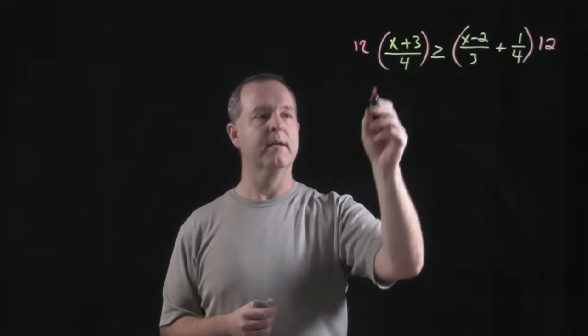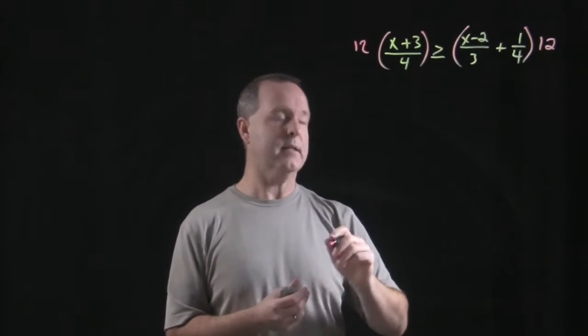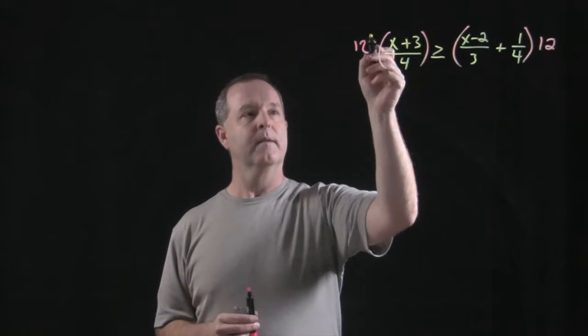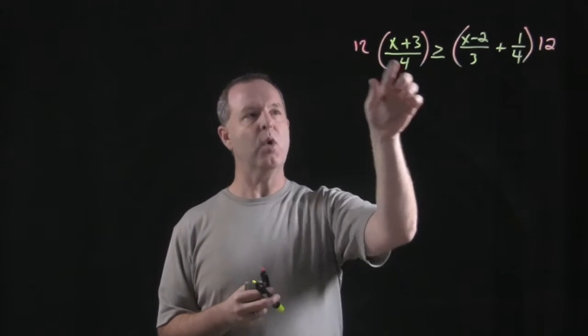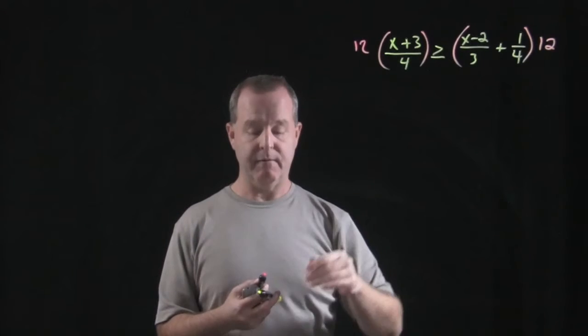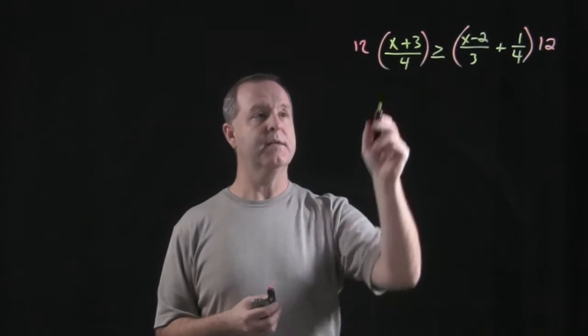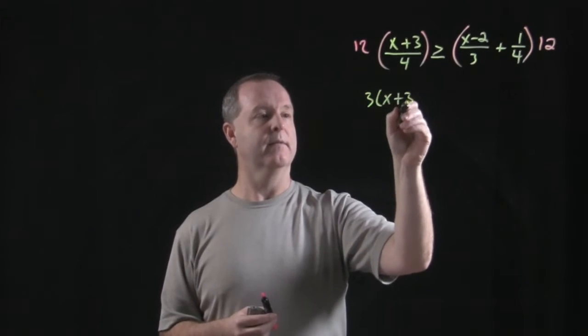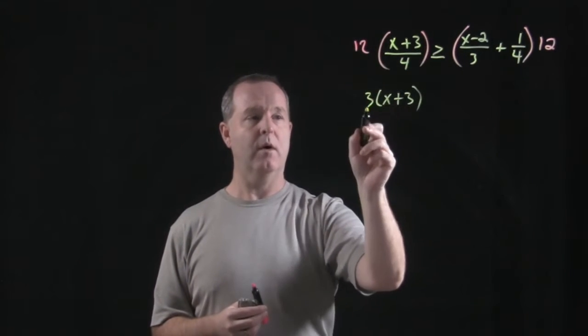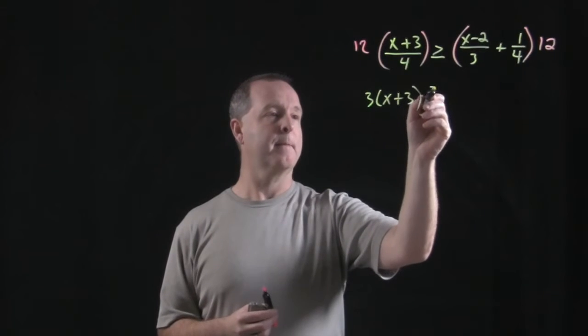Well, in this first one, I'll have 12 times that. How do I want to write that? The 12 and the 4, I can see there's a common factor of 4 in that. So this reduces down to 3 times x plus 3. 12 over 4, same thing as a 3.